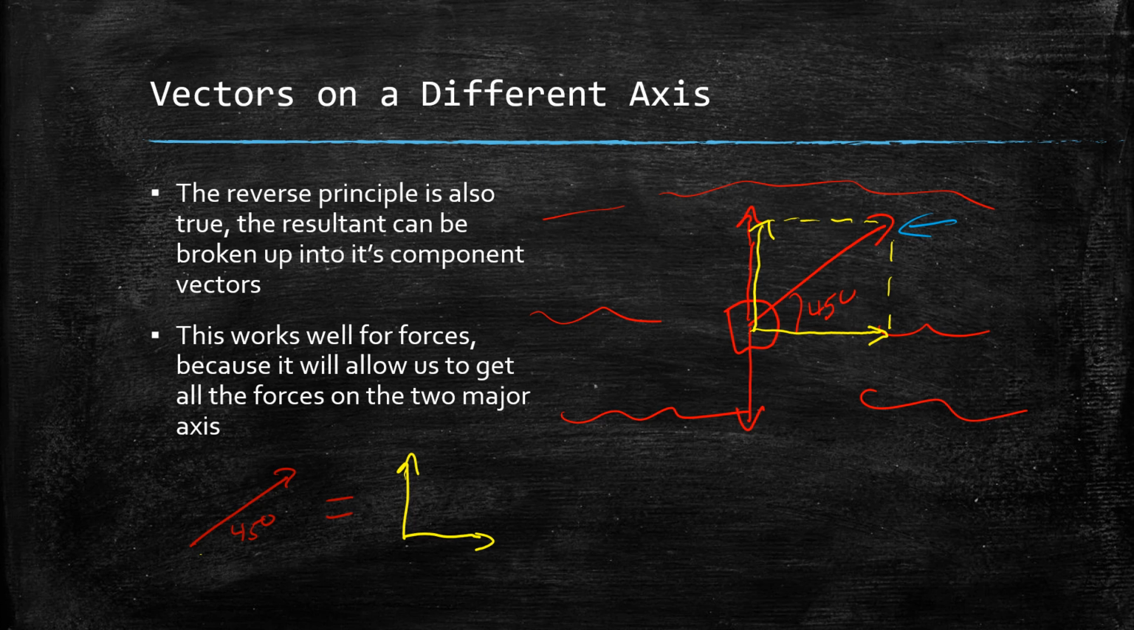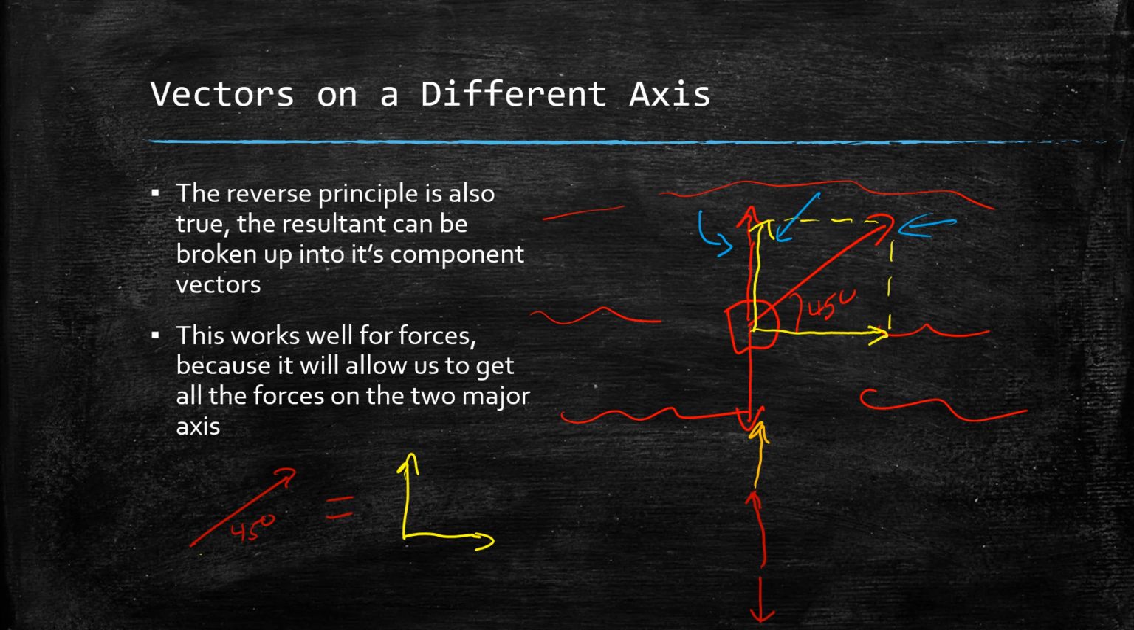Why would we want to do that? Well, if you look here, this yellow vector right there and this red vector right here are both going in the same axis. We can add those two together. So we would add that red plus that yellow together to get the total vertical force that way. And then we have that vertical force going the opposite direction. And those three become pretty easy to deal with.